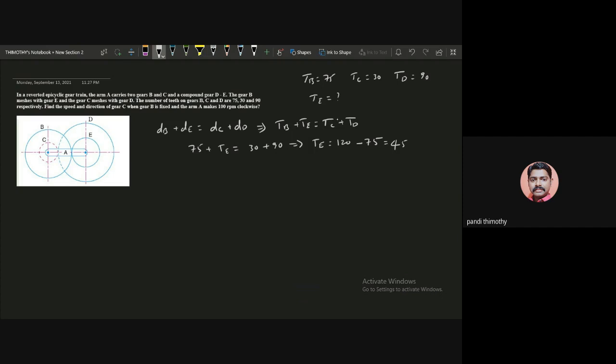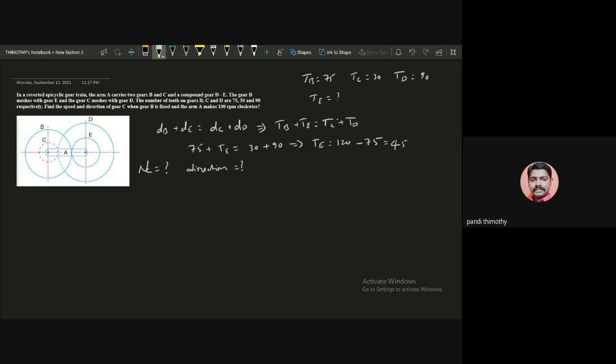And what is given? Find the speed and direction of gear C, NC. You are asked to find out what is the speed of gear C and the direction also. Direction means whether it is rotating in clockwise direction or in anti-clockwise direction. That we are going to find out. And the conditions are given here.